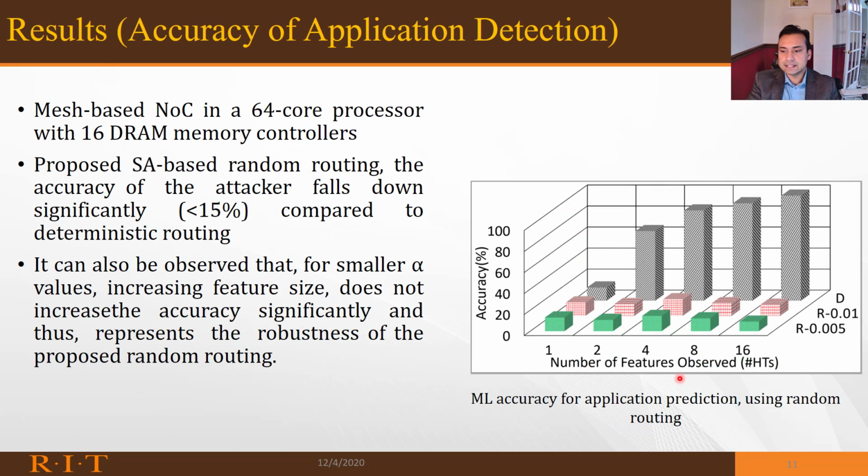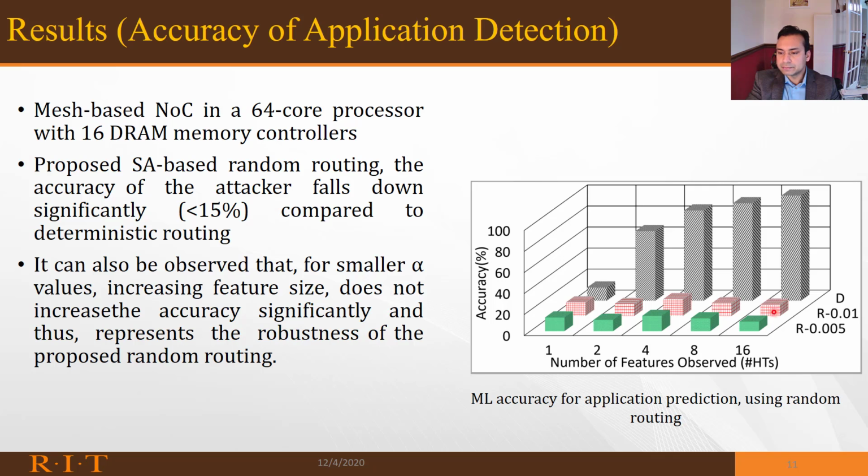So going forward, what we see is the accuracy of the attacker when there are an increasing number of Trojans inserted in the system. The system we have considered is a 64-core processor with 16 DRAM memory controllers. As you can see in the gray shaded bars, with 2 and 4 Trojans inserted in the system, the accuracy of the detection can be very high, almost 90%. With further increasing the number of Trojans to 8 and 16, it can increase very close to 95%.